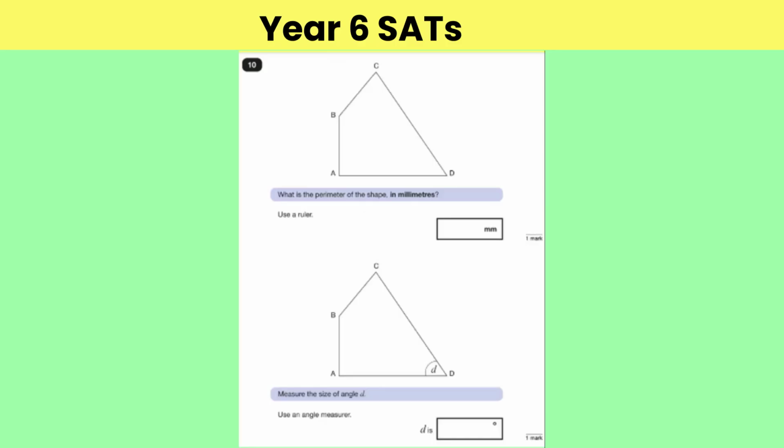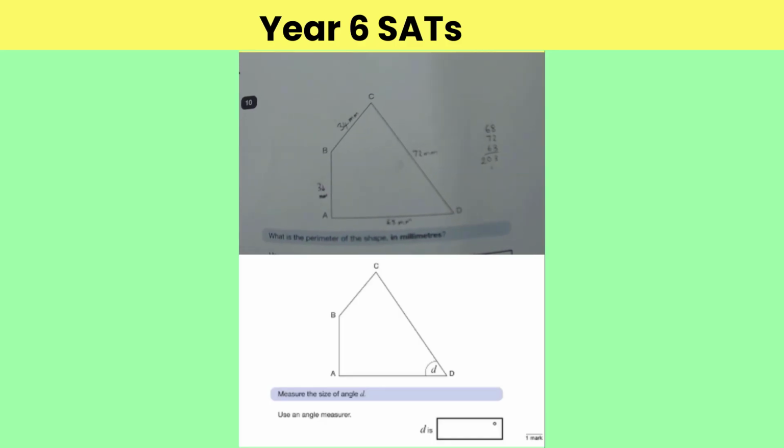Question 10. What is the perimeter of the shape in millimeters? Use a ruler. It's in bold millimeters, so that means that that's an important piece of information, and we need to use a ruler. And the second part of the question is to measure the size of angle D. Use an angle measurer, so you would need to use a protractor there. So I'm going to quickly measure this shape here for the perimeter.